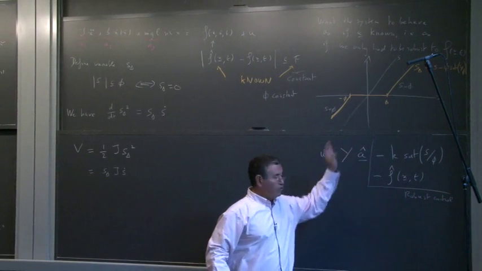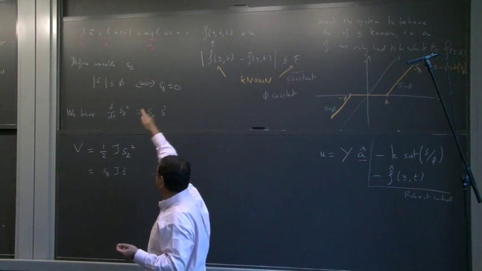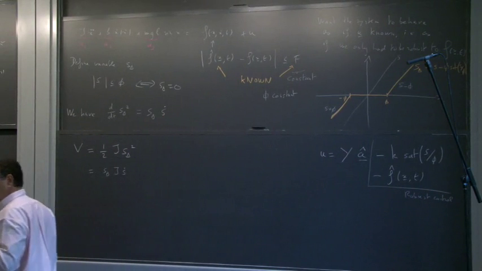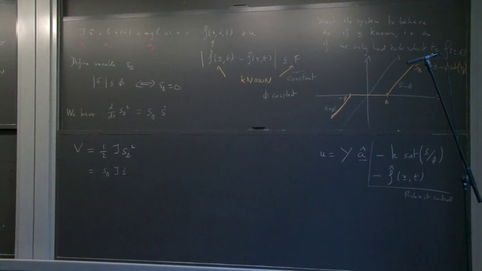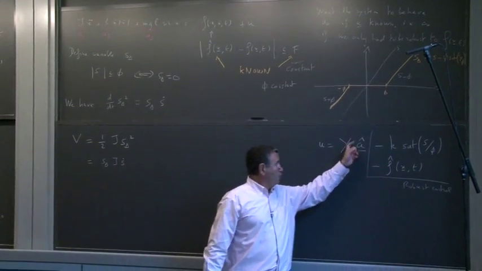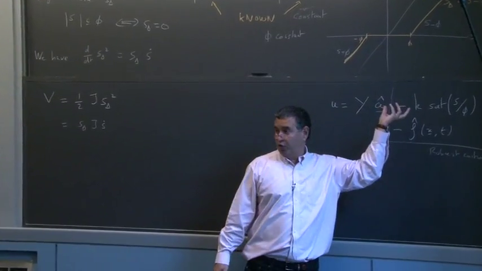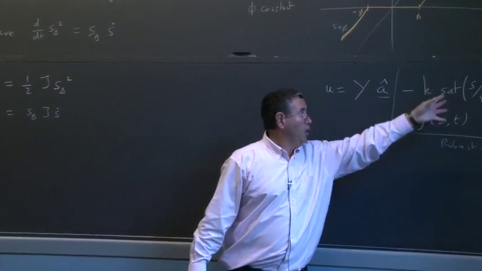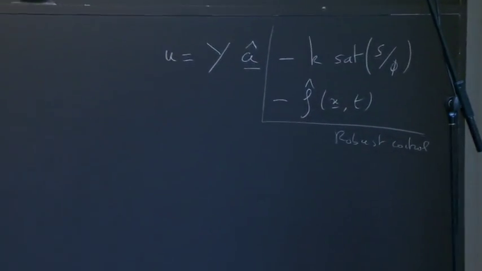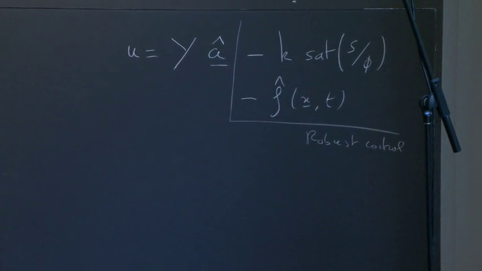And then we have this extra term, presumably to handle the adaptive terms. So we're going to have Y a hat to cancel the terms in A as before, minus f hat to cancel the term in f as best as we can, and then this term, minus k sat of S over phi. All right? So can somebody see how this is going to change?